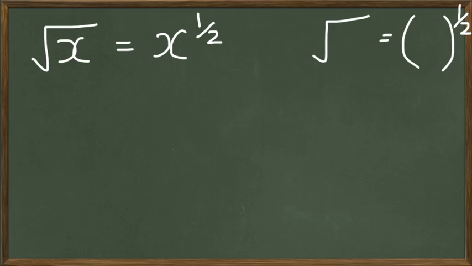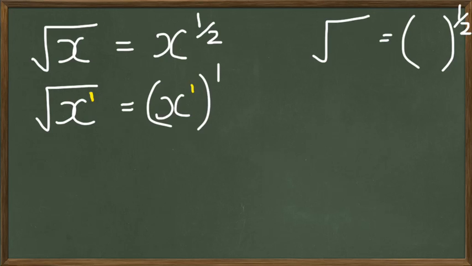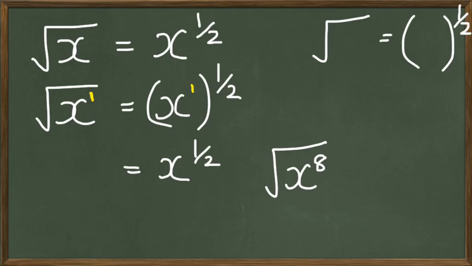So if you go back to this example of square root of x, I'm just going to write it down here. Now, if you remember from our previous sessions, x, when it's by itself, has a power of 1. So in this case, it's going to become x to the power of 1 to the power of half. And of course, 1 times half is simply x to the power of half. So if we have something like square root of x to the power of 8, then this is simply saying x to the power of 8 times a half.